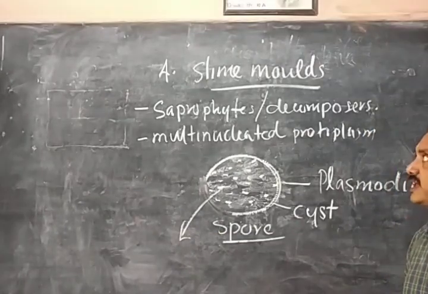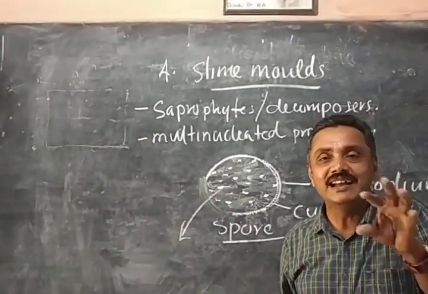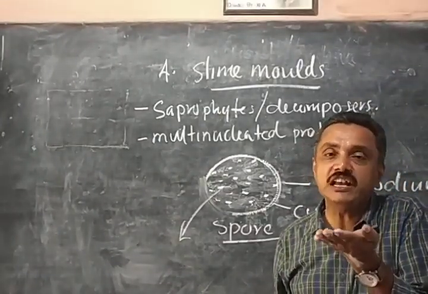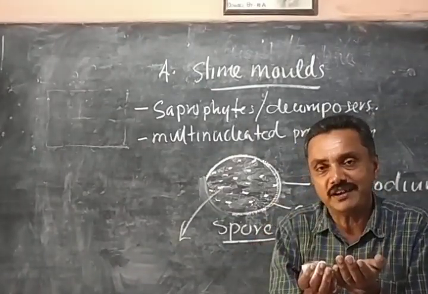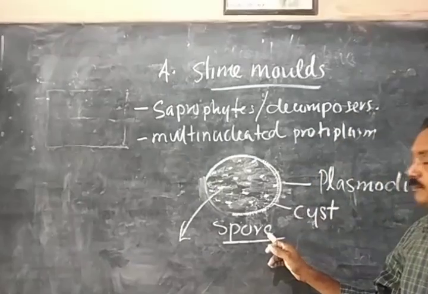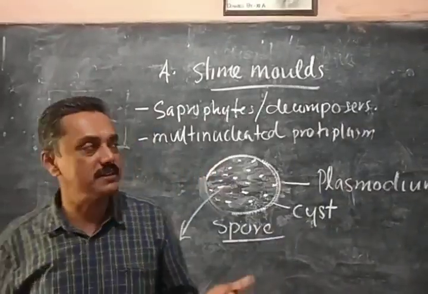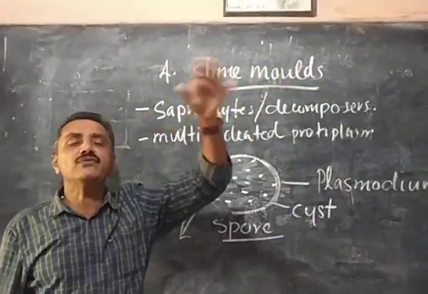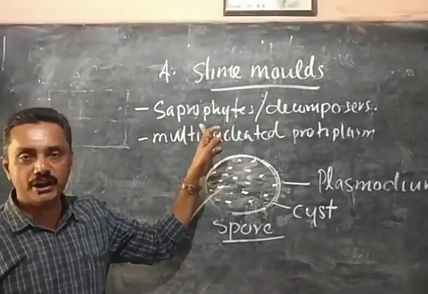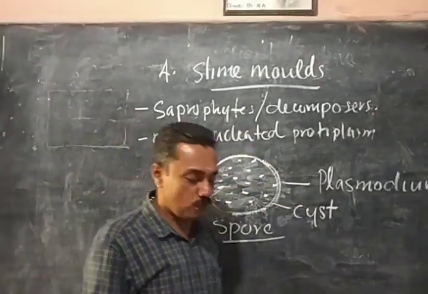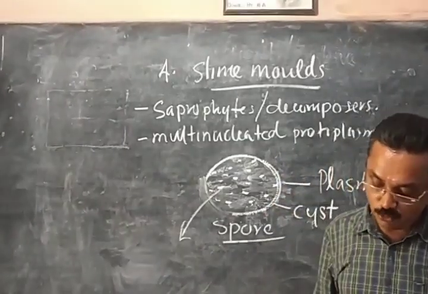So there are two stages for slime molds. When conditions are favorable, it will be spreading like a mass of protoplasm or jelly-like substance. When conditions become unfavorable, it will develop a covering around that and transform into what? Spore, to escape from unfavorable conditions. So slime molds are totally different types of organisms. They are 100% saprophytes or decomposers or heterotrophs, and can't prepare food by photosynthesis. You remember that the mass of protoplasm in slime molds is called a plasmodium.